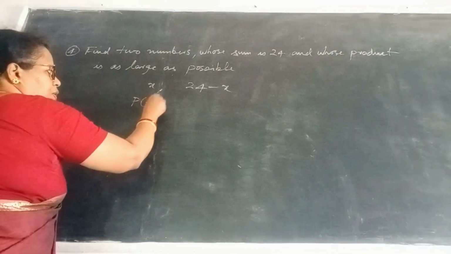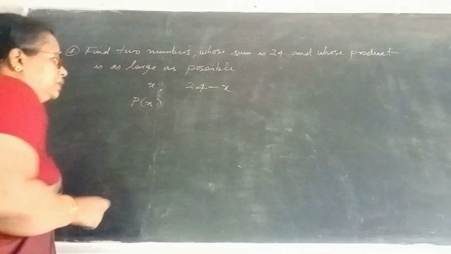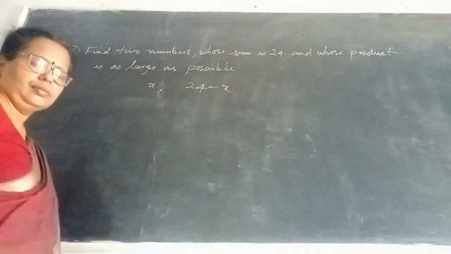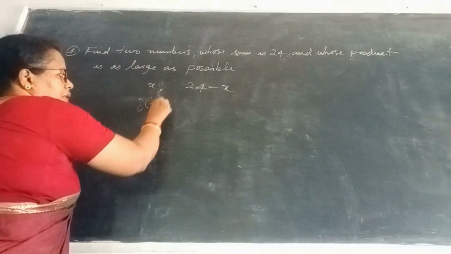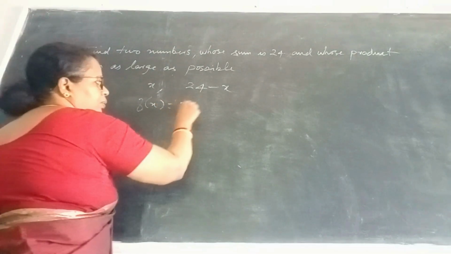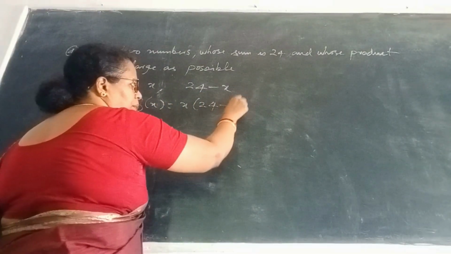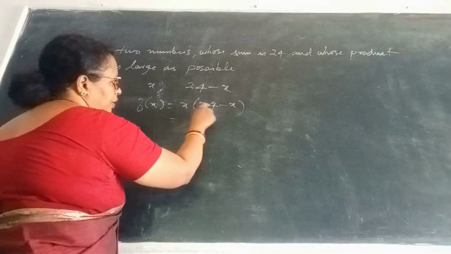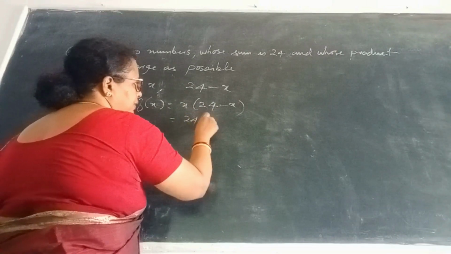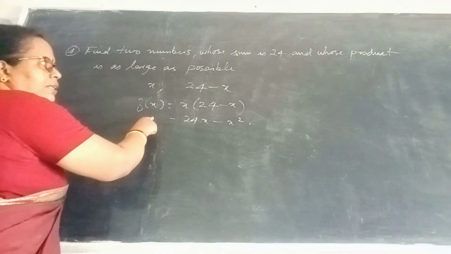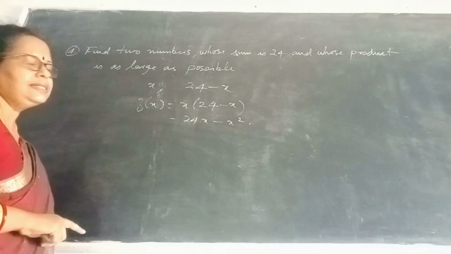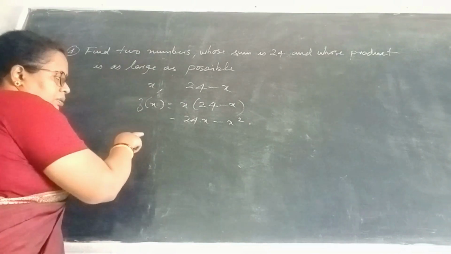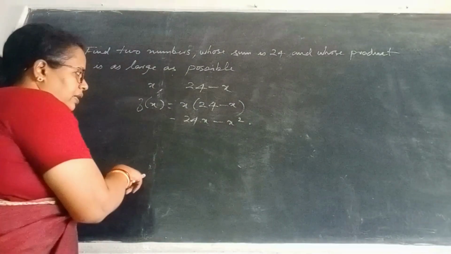So let us write the product. For the product I am using p of x. If we write f of x, no problem. We can use f of x. What is the product? X into 24 minus x. It should be maximum when f dash x is 0 and f2 dash x is negative. So let us simplify. X into 24 minus x is 24x minus x squared. The product should be as large as possible. Product large means product should be maximum. So the condition is first derivative 0, second derivative negative.